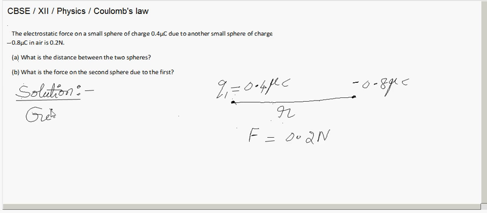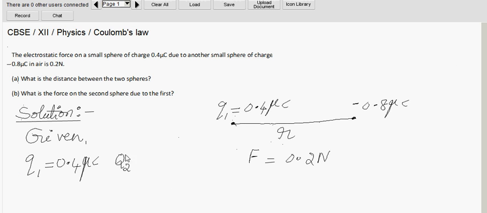So first let us write the given quantities. Given Q1 is 0.4 microcoulomb. Q2 is minus 0.8 microcoulomb. And we need to find out the distance between the two spheres. That is the question number one. R is what? The distance between the two spheres. And given also F is 0.2 Newton. We can easily calculate using Coulomb's law.